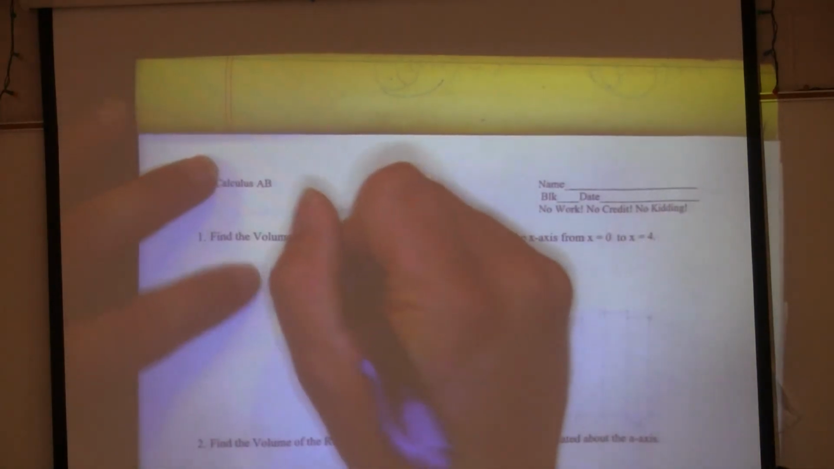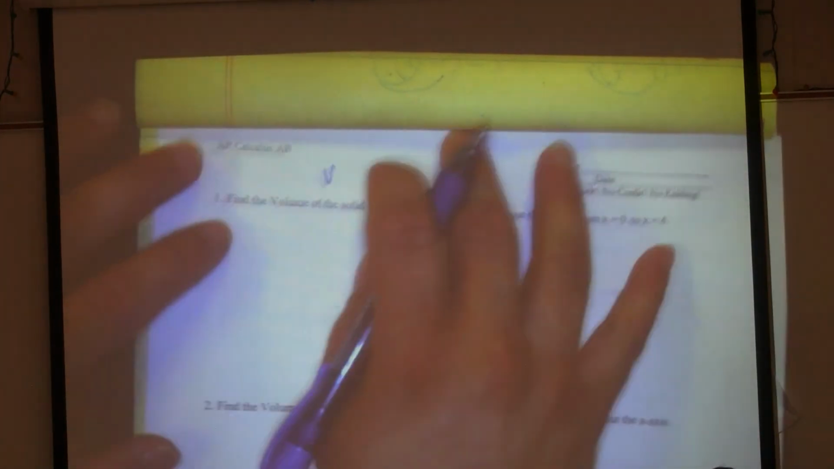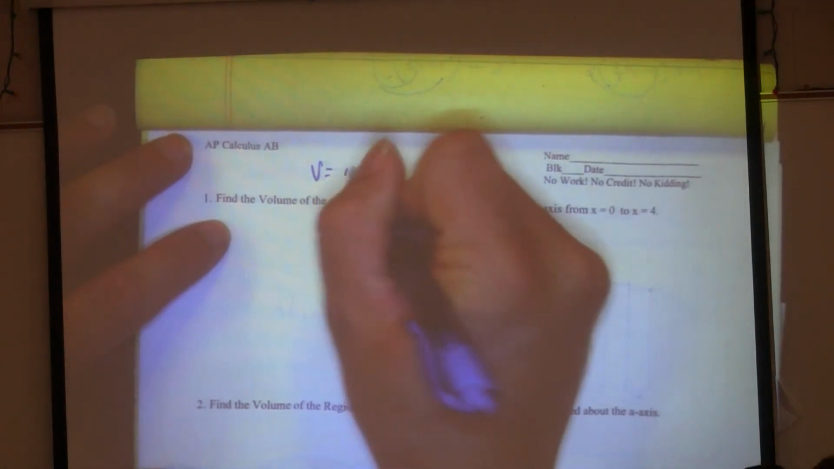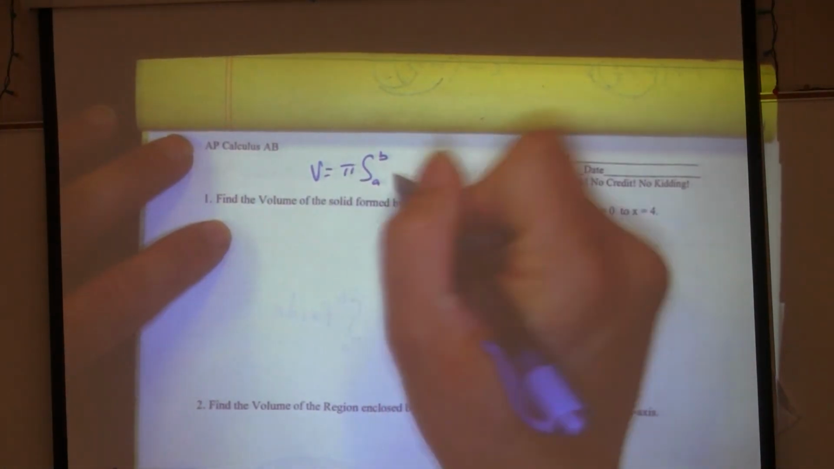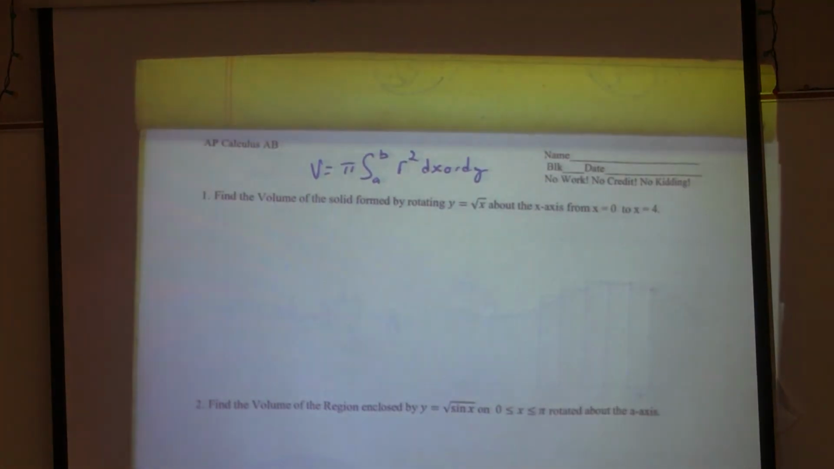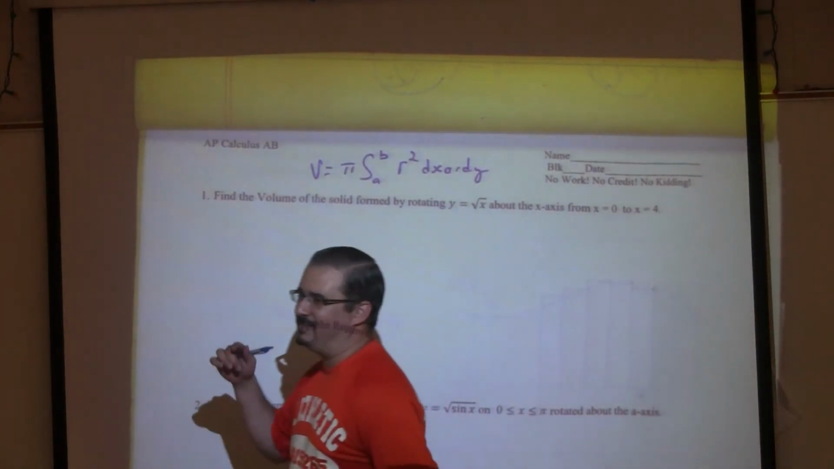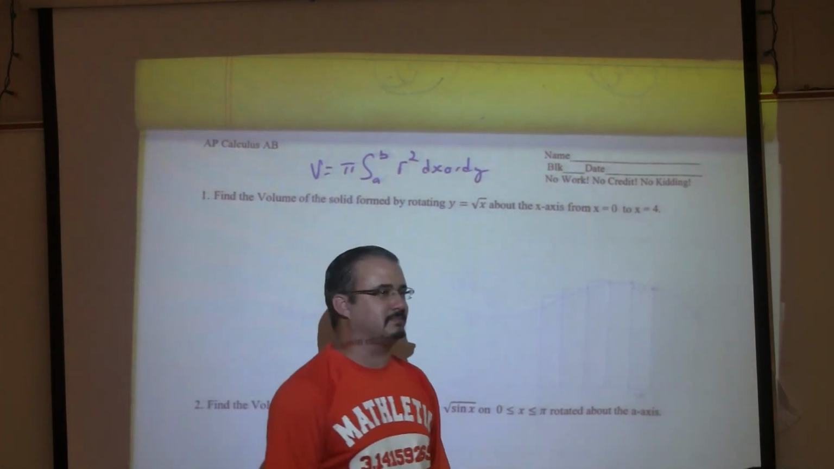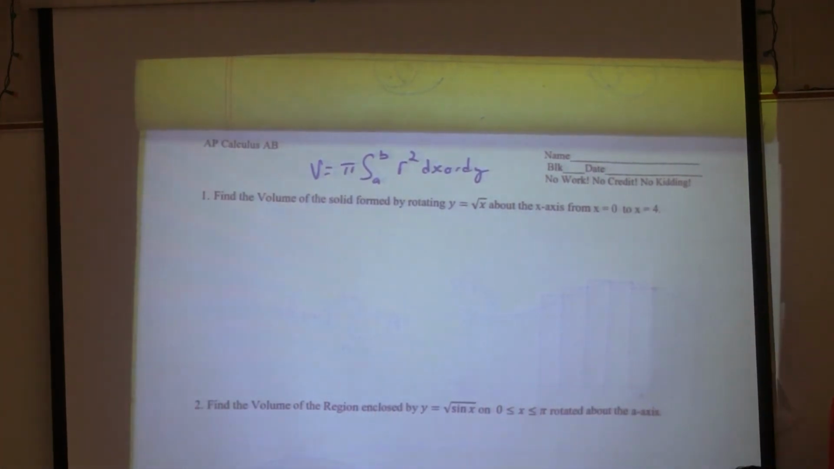So let's write it down. We said it was pi times the integral from a to b of the radius squared dx or dy, depending on what I'm rotating about. Now this is only for volumes by disks. This is for volumes of shapes that are solid, that don't have a gap in between. These are going to be entirely connected to the axis that they're rotating about. If you have a piece of a graph that's not connected and it's rotating, then it's going to have a gap there.